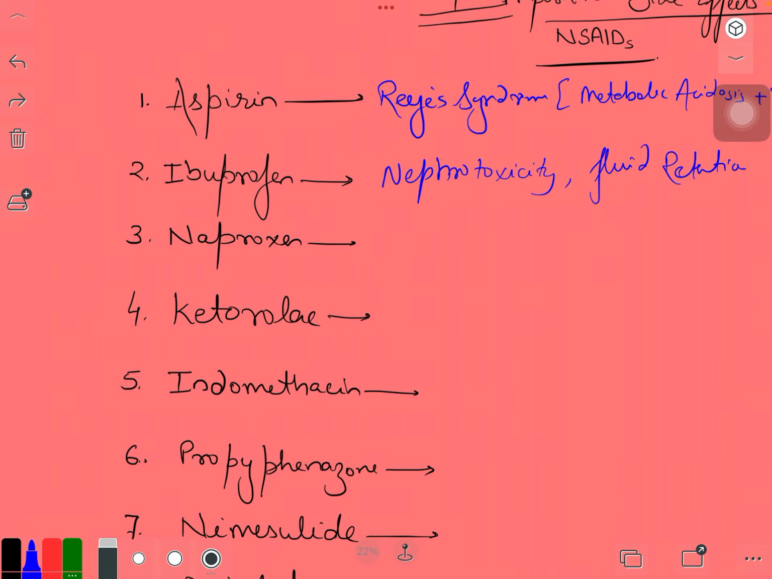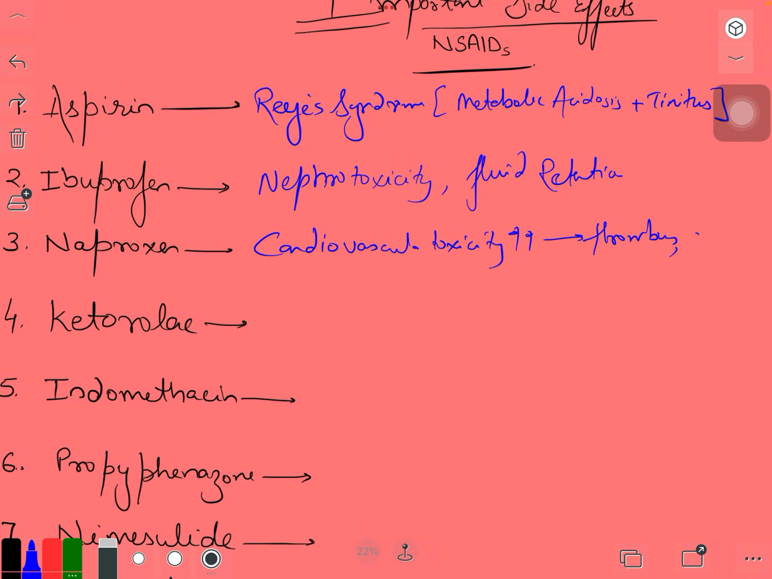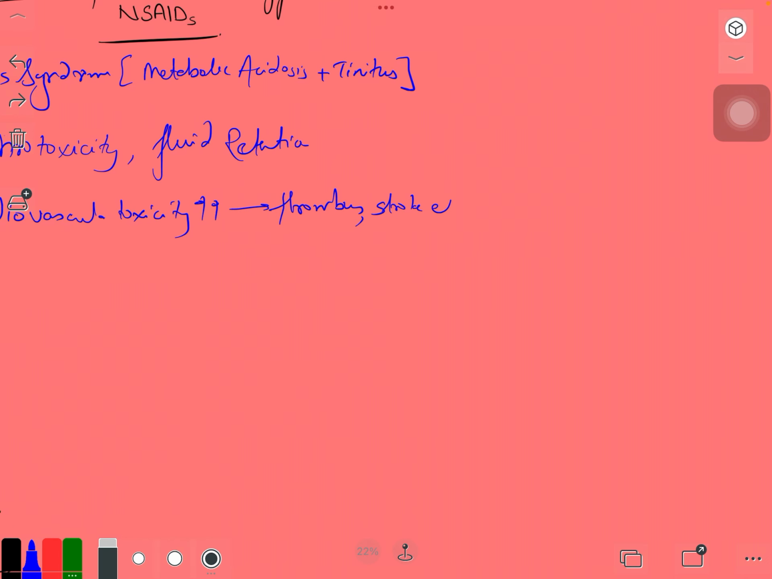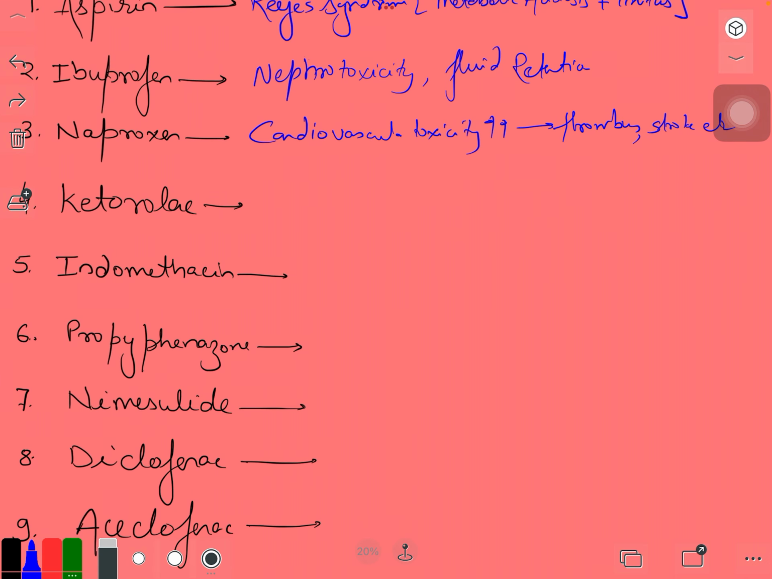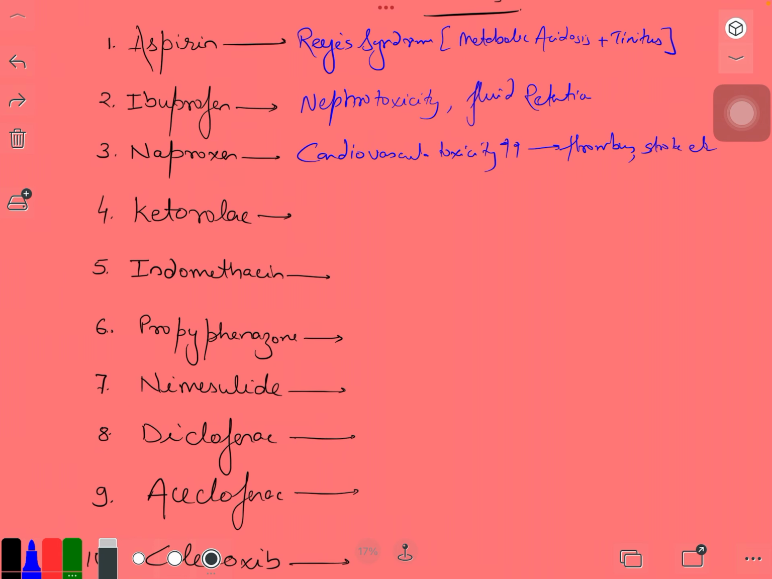The third is naproxen. Naproxen is highly cardiotoxic. Cardiovascular toxicity is extremely high in this case. So cases of thrombus, clots, stroke, etc. are much more common with naproxen. However, a single dose won't cause all this, but prolonged use with a high dose will have a higher risk, right?